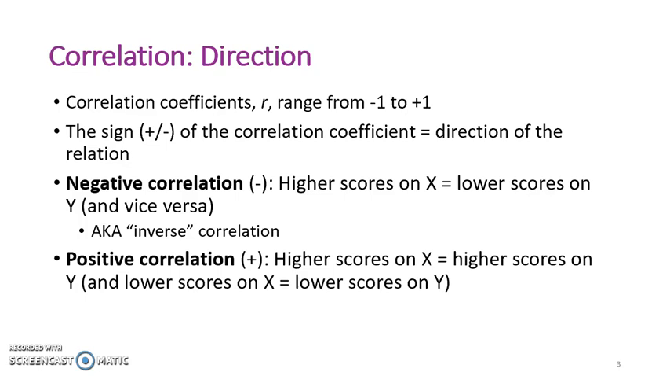Sometimes people call negative correlations inverse correlations. A positive correlation means that higher scores on one variable are associated with higher scores on another variable, and that lower scores on one variable are associated with lower scores on the other.